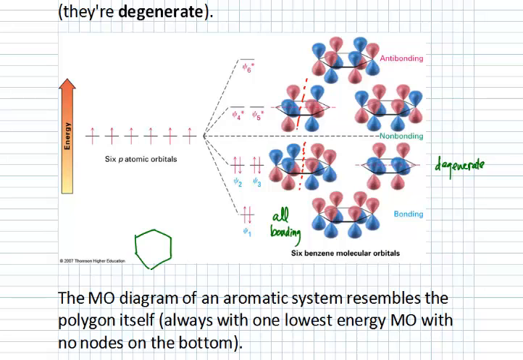Right, there's my polygon. So here's 1 on the bottom, then 2 degenerate after that, 2 degenerate after that, then 1 that's up on the top. And as always with these sort of things, the lowest one will be all bonding, the highest one will be all anti-bonding. So there's nodes between each of those p orbitals.